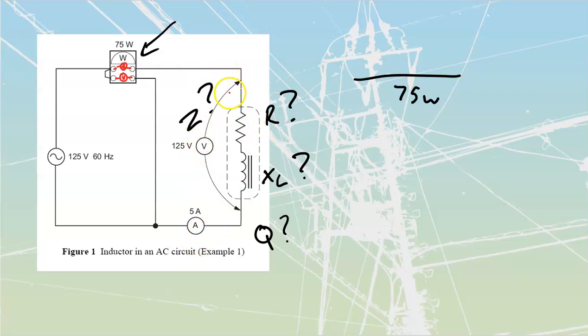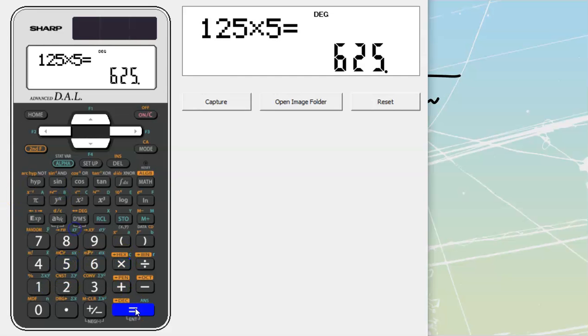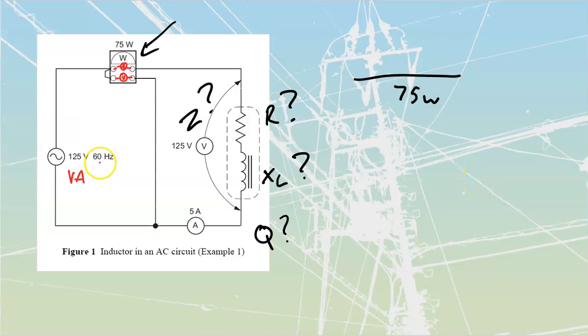I also see that I'm dropping the full source voltage over top of it. By Kirchhoff's voltage law, the sum of all voltage drops is equal to my source voltage, so we must be dropping that 125 volts over top of it. Well, if I have my line volts and my line current, I can use those two together to establish my VA. Let's do that. 125 multiplied by 5, 125 times 5, gets me out to a value of 625.